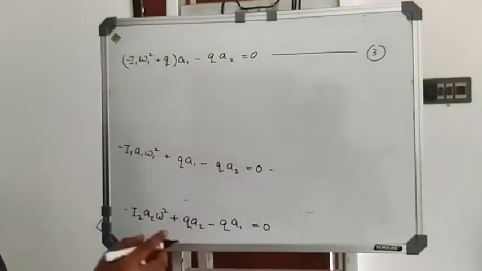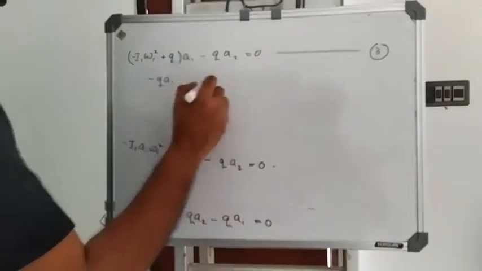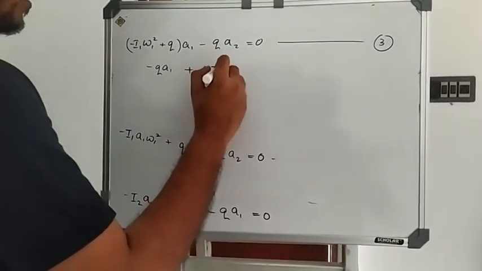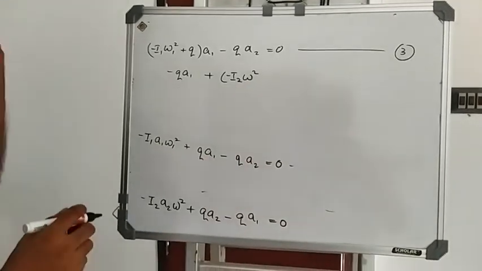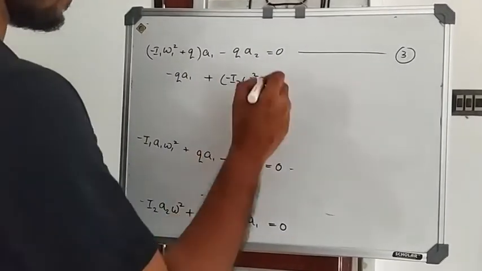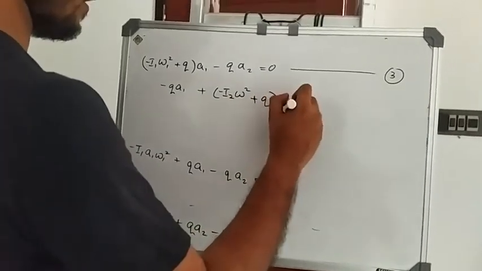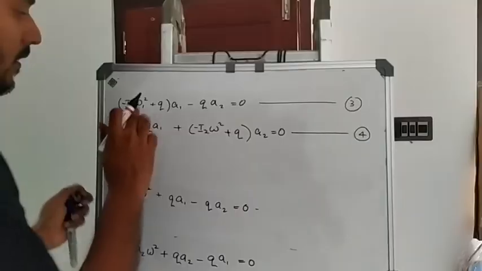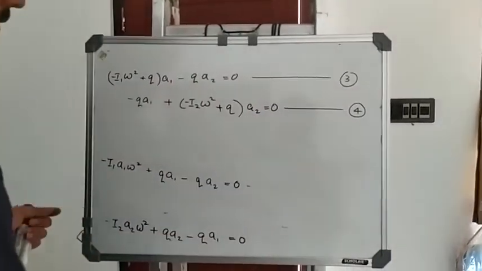Next, rewriting this set of equations, you have minus q A1, let us find the terms of A1 first, plus minus I2 omega square plus q multiplied by A2 equal to 0. Equation number 4. We have only omega here, no omega 1. So now we have two sets of new equations.